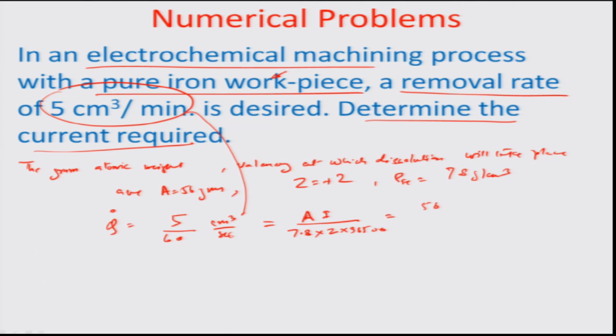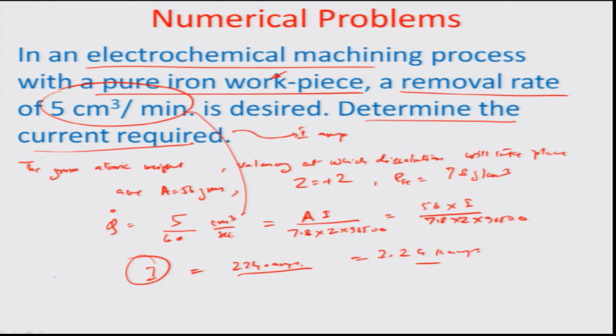So we can just plug in the values: 56 times I, let us assume that we needed I amperes to do this kind of material removal, divided by 7.8 times 2 times 96,500, and so this makes I 2240 amperes. So you can think of it as taking about 2.24 kiloamps to remove a volume as small as 5 centimeter cube per minute, and so this gives a very high level of specific energy for this material removal rate in this kind of ECM or electrochemical machining process.